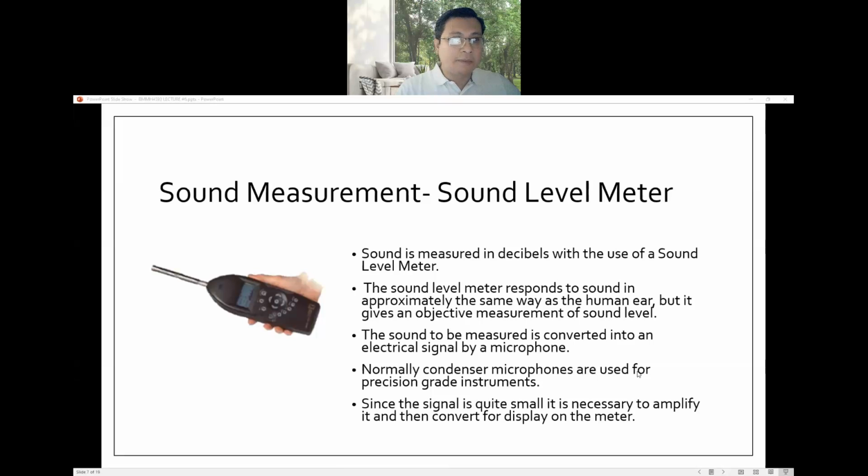Because we engineers should report in numbers. Anything will be a number. So if low, how much? If medium, how much? And if high, what number is considered high? Anything will be reported by number because we are engineers. Since the signal is quite small, it's necessary to amplify it and then convert it to display on the meter. So anything is converted to a number.